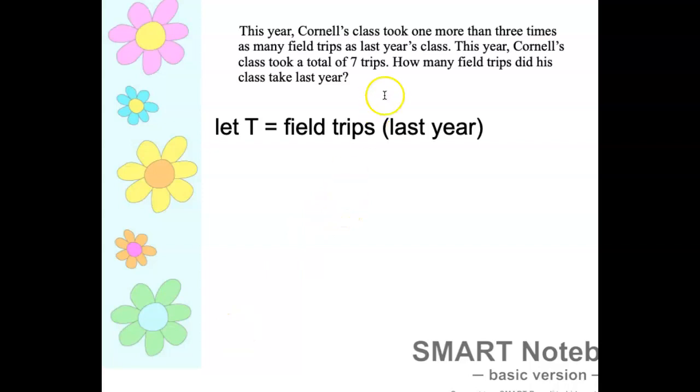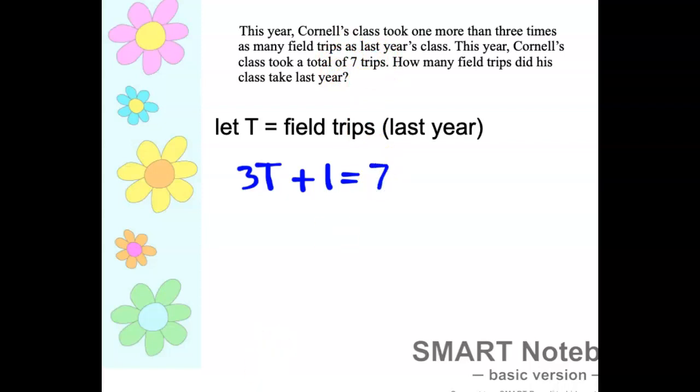And what equation can we make? If you look at the problem, it says 1 more than 3 times the field trips. So you could say 3T, 3 times the field trips last year, and we have 1 more. And then it says this year they took 7 trips. So you put 7 here.